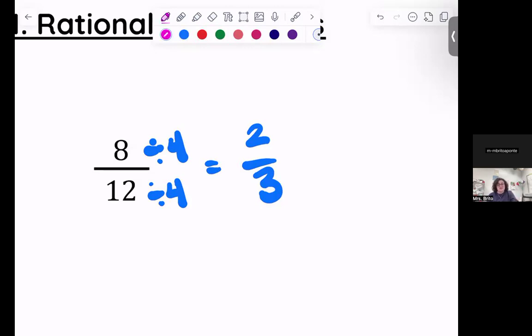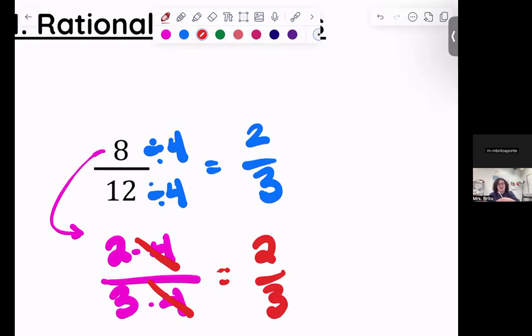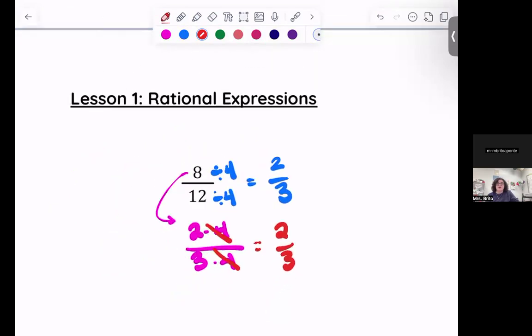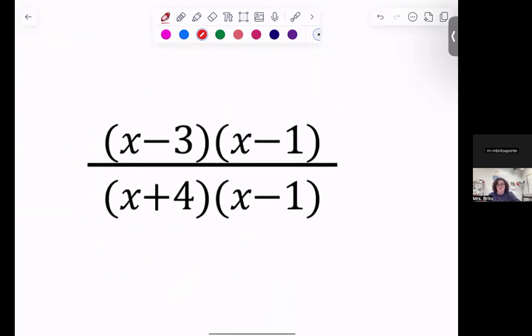But I want you to think about it this way. 8 is the same as 2 times 4, and 12 is the same as 3 times 4. So what we can do is cancel both the 4's and be left with 2/3. Same concept. We got rid of that factor of 4. We can take that idea and look at polynomials.